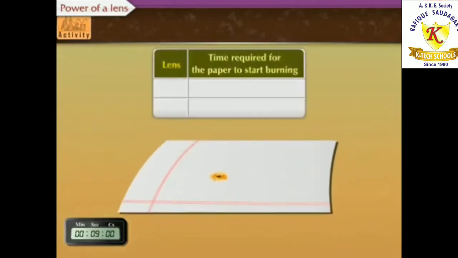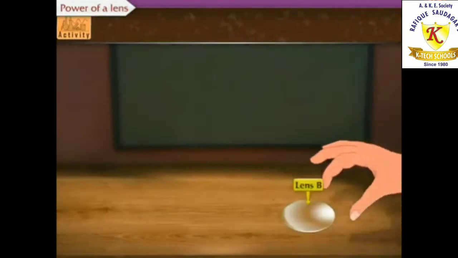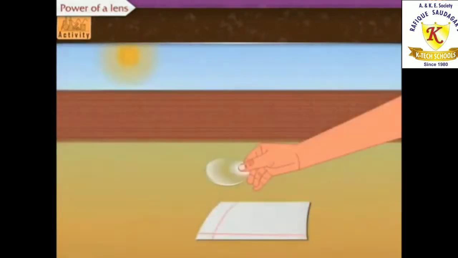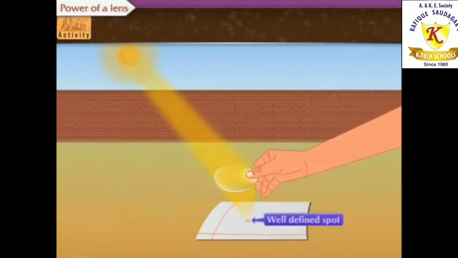Now, note the time required. That is, it is 9 seconds for lens A. Now, repeat the same process with lens B. Again, adjust the lens where we could get a well-defined spot.